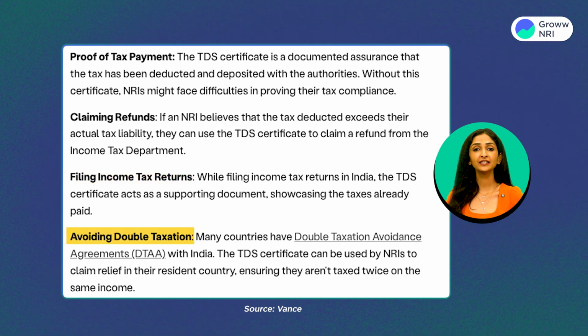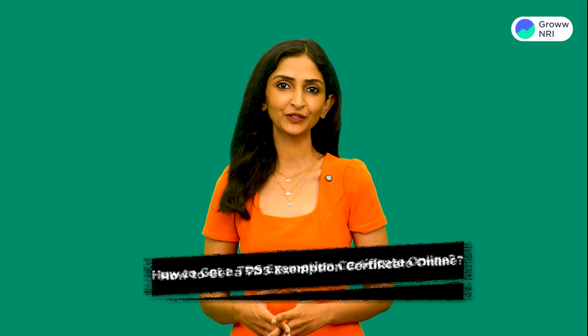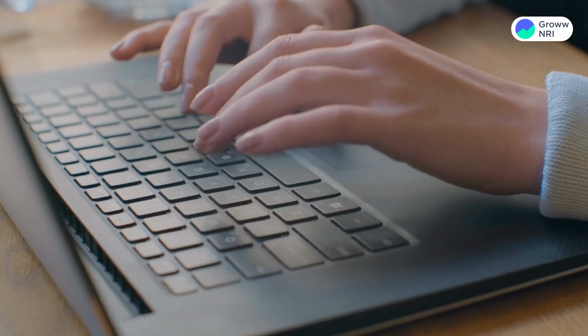Then you have avoiding double taxation. You can use the TDS certificate to claim relief under DTAA with your resident country as an NRI, preventing double taxation on the same income. How to get a TDS exemption certificate online? Now you can apply for a TDS exemption online. We will be coming up with a detailed video on the same soon, so watch this space.